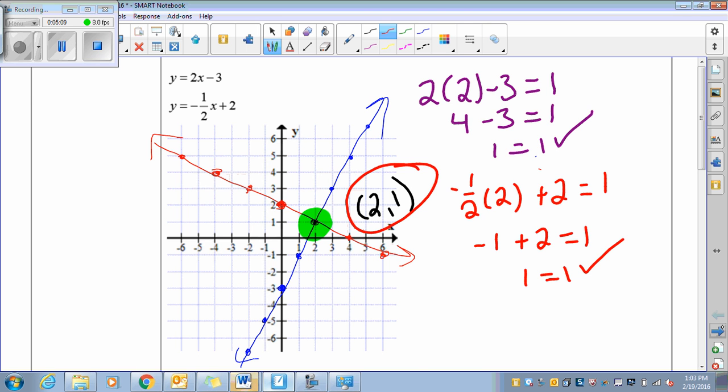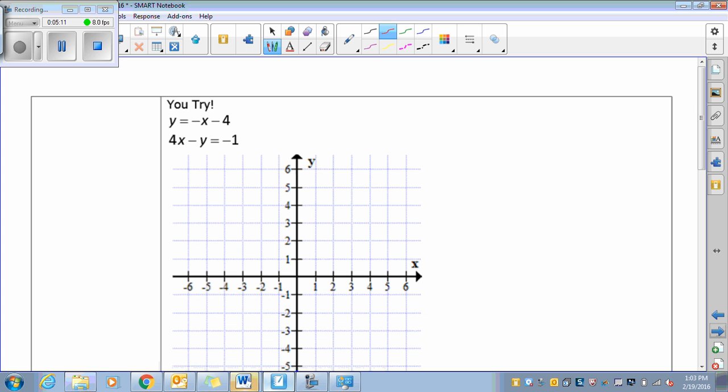All right, so now for the back. On the back, I want you to try. Make sure you have your equations both in slope-intercept form before you graph. I want you to graph, find your solution, and then check to make sure that solution is correct. So pause this video right now. When you are done, you can start it again and check to see if you are correct.